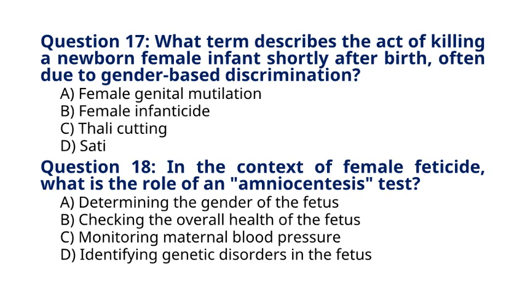Question 18. In the context of female feticide, what is the role of an amniocentesis test? A. Determining the gender of the fetus. B. Checking the overall health of the fetus. C. Monitoring maternal blood pressure. D. Identifying genetic disorders in the fetus. The correct answer to question 18 is option A. Determining the gender of the fetus.